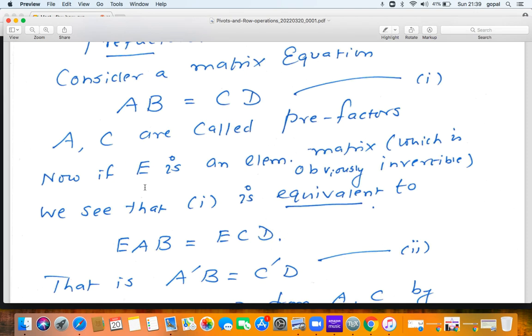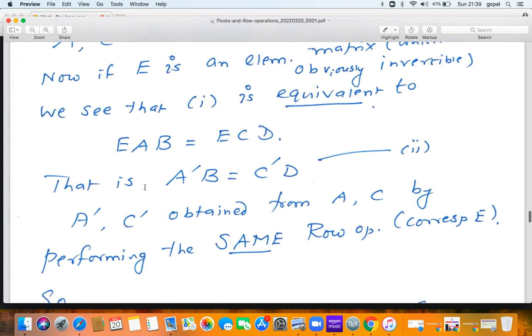Multiplying A on the left by an elementary matrix is the same as performing the corresponding elementary operation on A. Multiplying C on the left by E is the same as performing the corresponding elementary operation on C. So the new matrices are A prime and C prime. So from AB equal to CD, we get A prime B equal to C prime D. Equation 1 and equation 2 are completely equivalent. In other words, we get rule number 4.